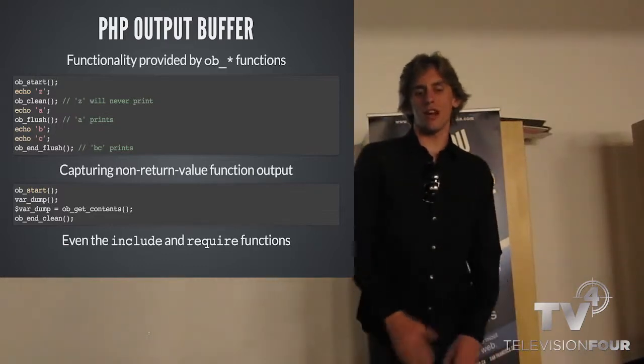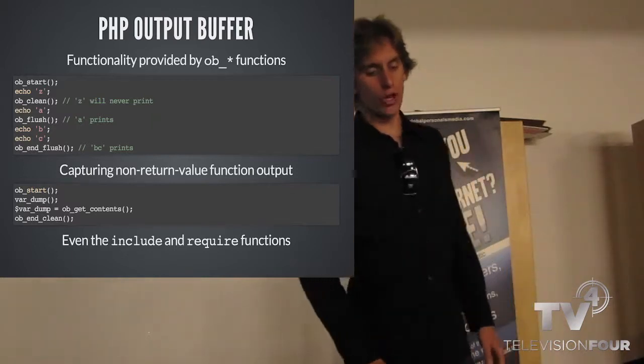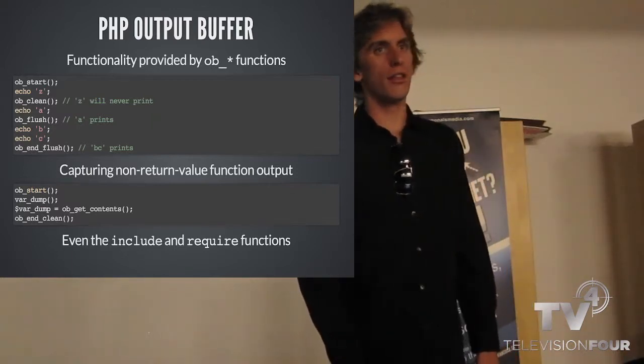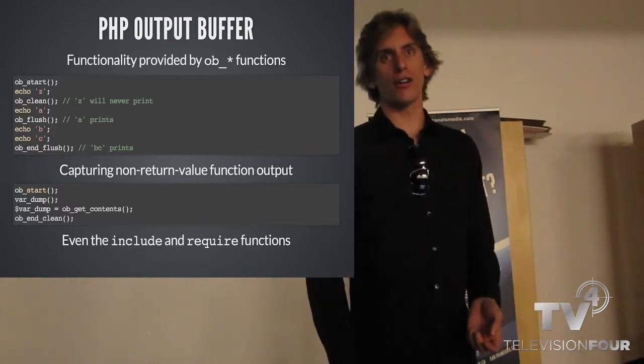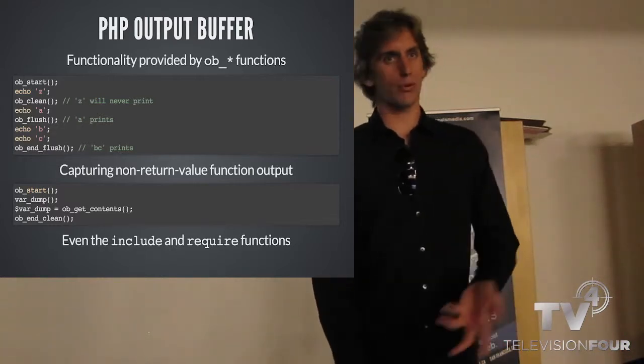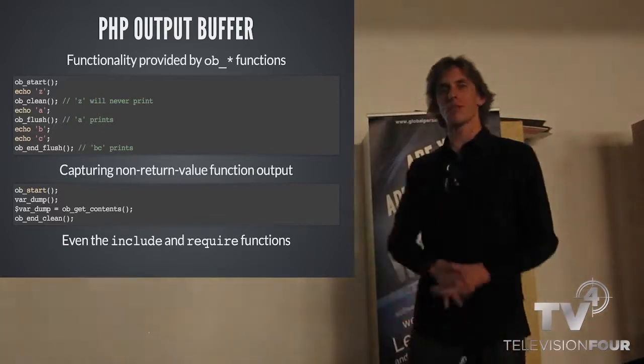One of the coolest things that output buffers can be used for, just a trivial cool thing, is that you can capture non-return value function output. The most common function for this is var dump. People want to write echo var dump, but it's not echo var dump, it's just var dump. It prints the output anyways. But what if you actually want to catch it? You can use an output buffer to do so.